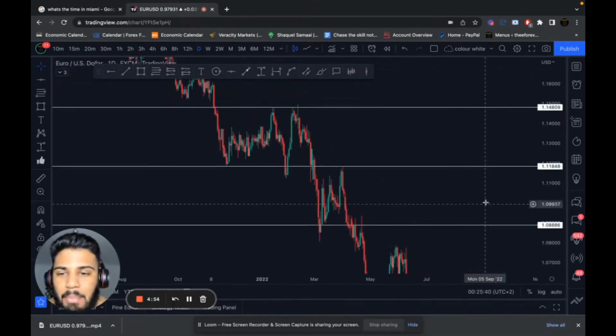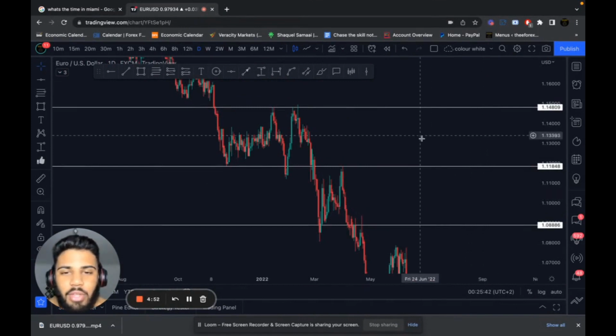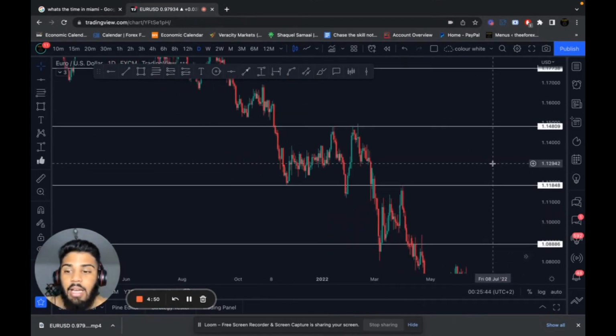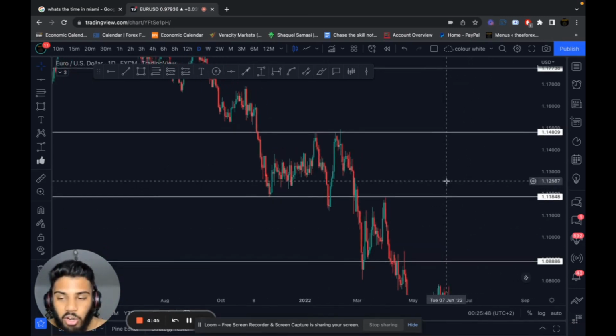I'm going to explain this in much more detail for you guys. As you can see right here, this is an example. This is where we go deeper into the examples of how you can use the strategy.